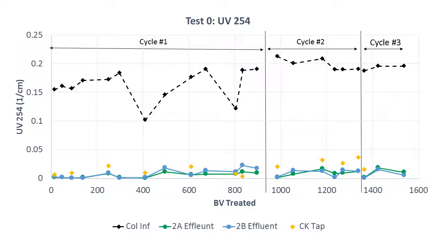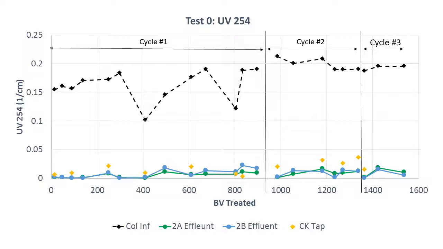The column influent and effluent, and then these diamonds here are the Cedar Key tap water. And so, in order to crank through, we want to try and get through as many regeneration cycles as possible, because that's what's going to give us the data that we need for the life cycle assessment, life cycle cost, and the process modeling. So we need to go through multiple regeneration cycles, but it takes time.